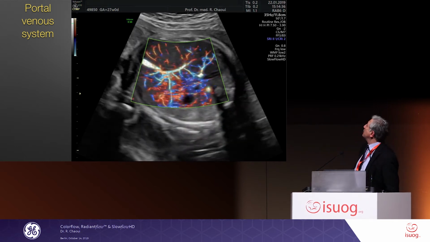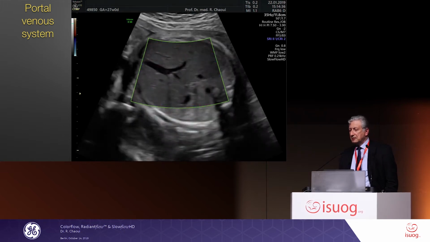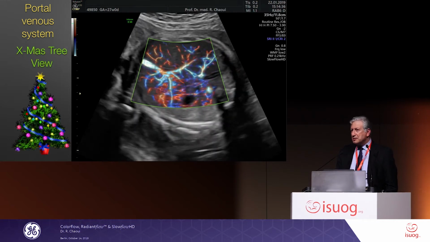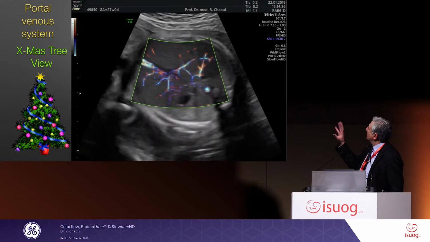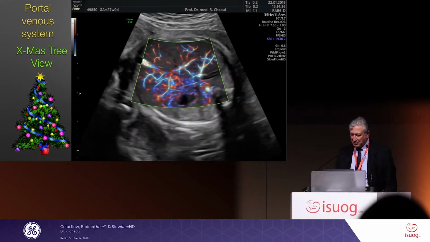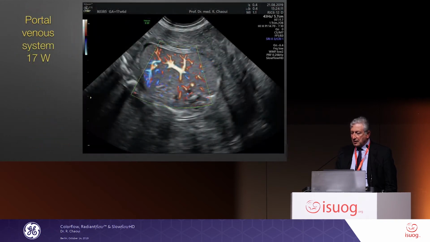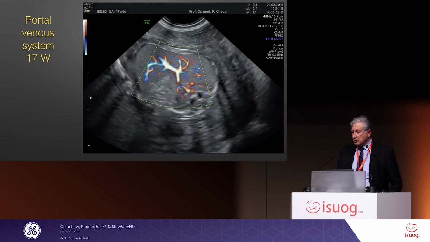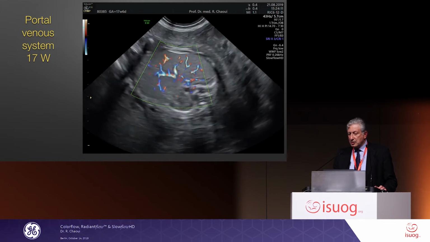And the first time I saw this, guess what I thought? It reminded me of something. It was the beginning of January. I said, it looks like the Christmas tree I have at home. You've seen the lights on the tree, because we see the ramification until the border of the liver. Interestingly, you can go down in pregnancy. You can scan here at 17 weeks vaginally, where if you need to look at the portal venous system, you have very good differentiation.